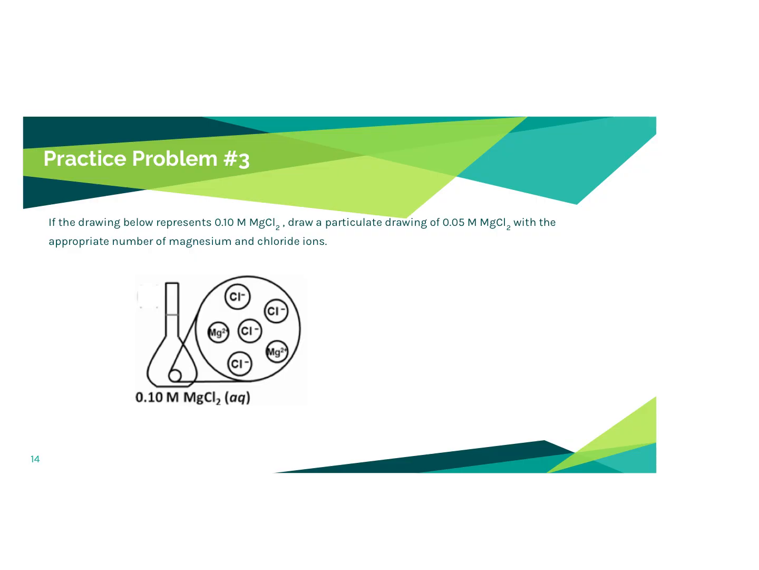Right, and so let's do a little bit of practice here. And so here we have a drawing representing a solution of magnesium chloride, MgCl2, a 0.1 molar solution of MgCl2. So it's asking us to draw a particulate diagram of 0.05 molar MgCl2 with the appropriate number of magnesium and chloride ions. And so what I do is I draw a circle or a box, whatever you prefer, but I draw some sort of a container essentially. And I look at my diagram here. I have 2 Mg2+, and I have 4 Cl-. If my concentration is half of what I have here, so I should have half the number of ions in my diagram. And so I should have, let me draw this a little bit bigger.